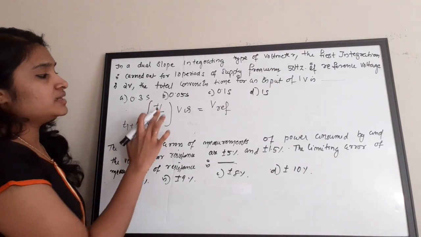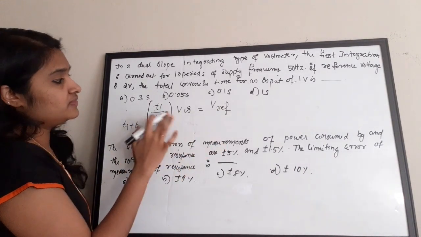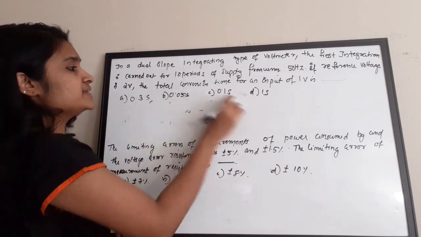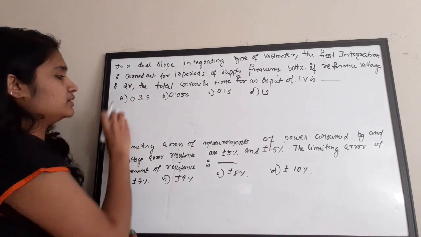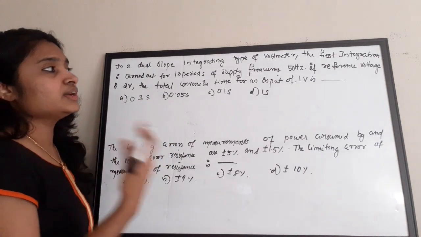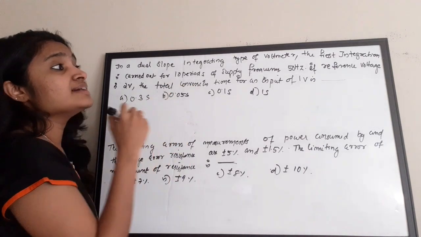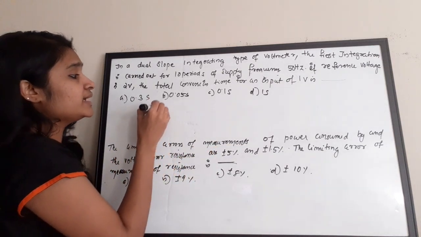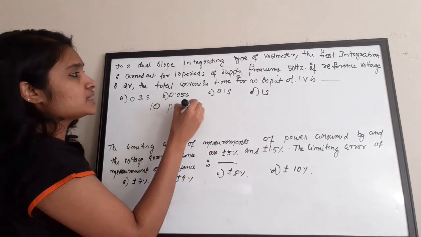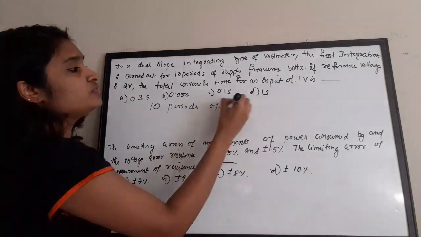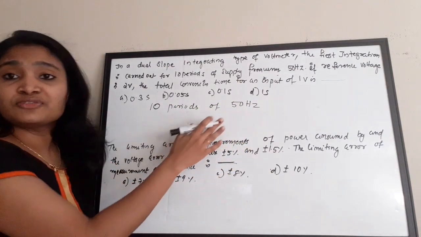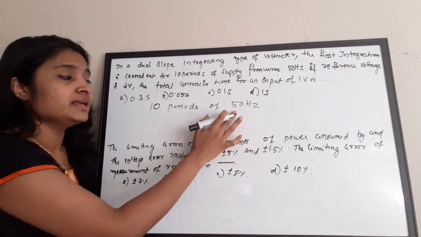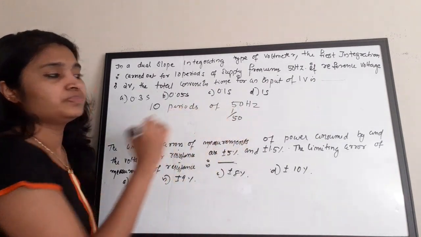Here we have been given V in and V reference directly. We don't know what T1 and T2 are. Okay. First, let us try to figure that out. It is said in the question that the first integration is carried out for 10 periods of 50 Hz. Okay, so if it is 50 Hz, it is a frequency. What is the time period? It is 1 by 50.